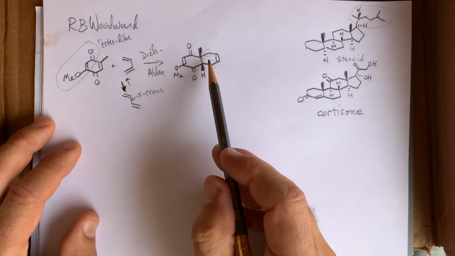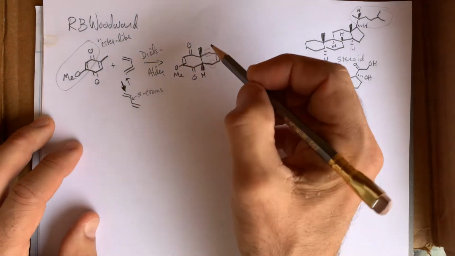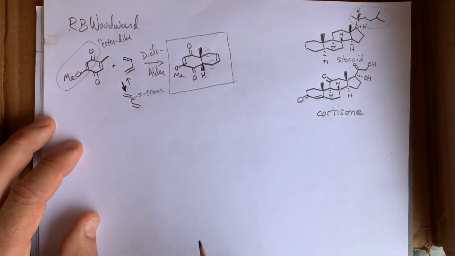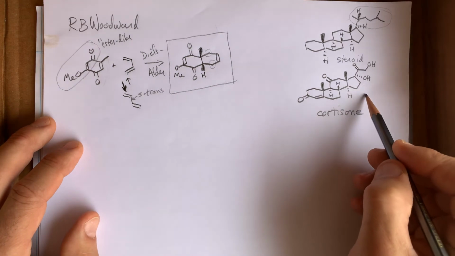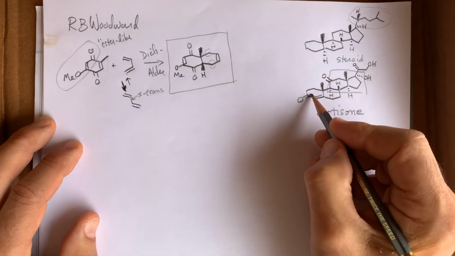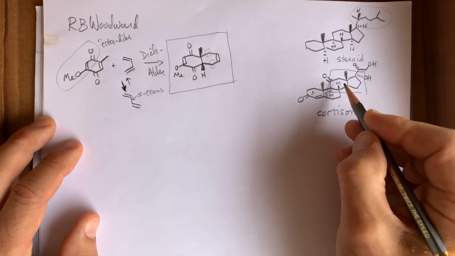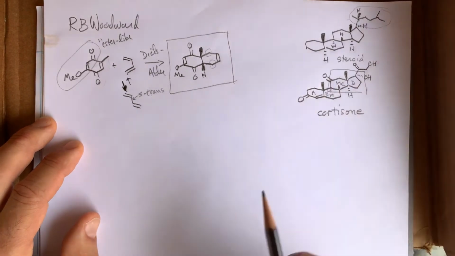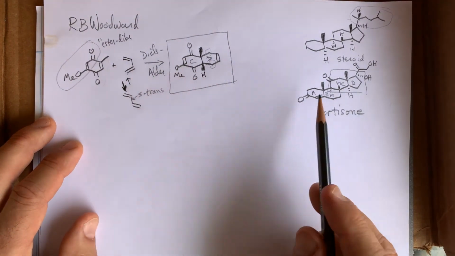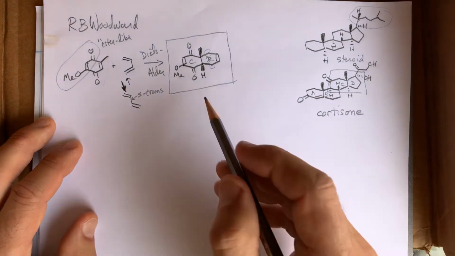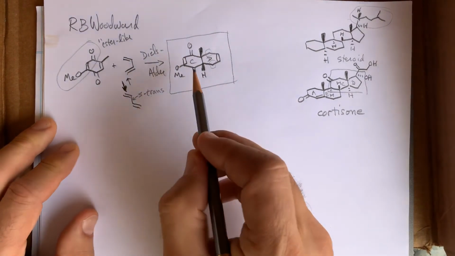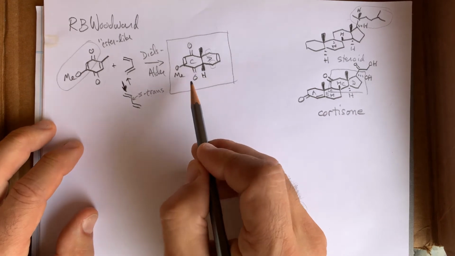And so now we've got two rings. Interestingly, this product eventually becomes, this is A, B, C, and D. So this becomes the CD ring. So he's put in this quaternary carbon with this reaction, but he's got the wrong stereochemistry.